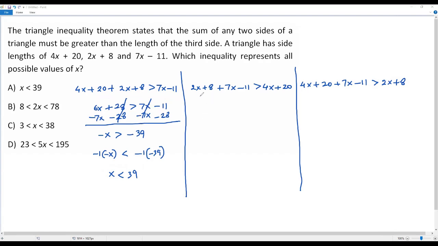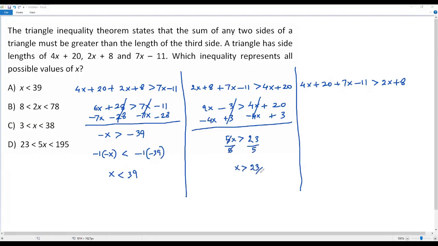Now let's do some simplification in the second one. We can combine the like terms on the left side. When I combine 2x and 7x, I am getting 9x. And when I combine 8 and negative 11, I am getting negative 3, greater than 4x + 20. Now let me subtract 4x from both sides of the inequality and add 3 to both sides. Now the negative 3 and positive 3 will cancel. Positive 4x and negative 4x will cancel out. When I simplify this, I am getting 5x on the left side. On the right side, I am getting 23. Now let me divide both sides of this inequality by 5. Then the 5 will cancel out. I am getting x greater than 23/5.